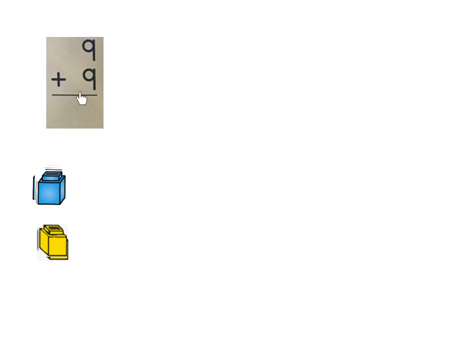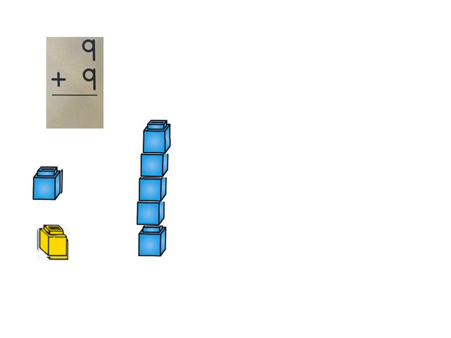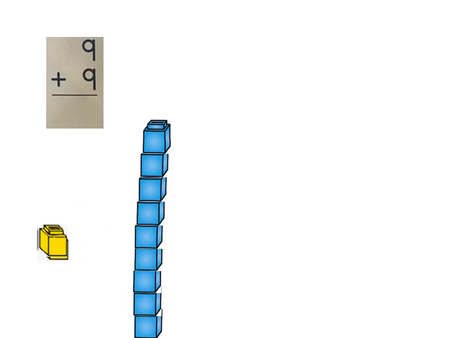All right, and the last math fact we're going to figure out today, let's say it together. 9 plus 9 equals. Let's figure out the answer by using our linking cubes. So how many linking cubes are going to be in your first tower? That's right, a 9. So go ahead and make a tower of 9 with one of your colors. 1, 2, 3, 4, 5, 6, 7, 8, 9.